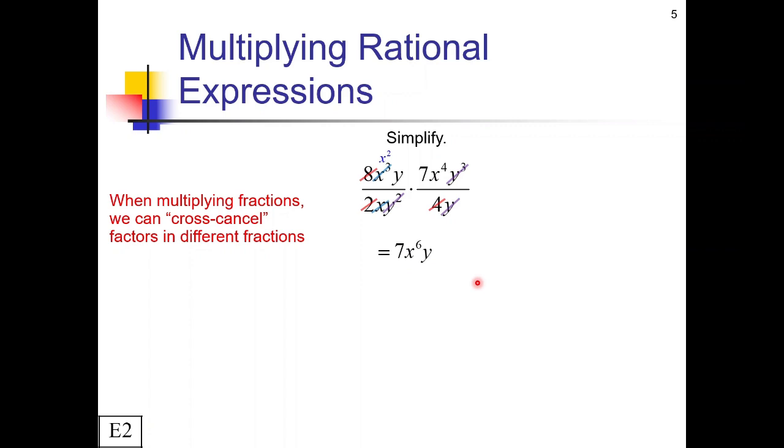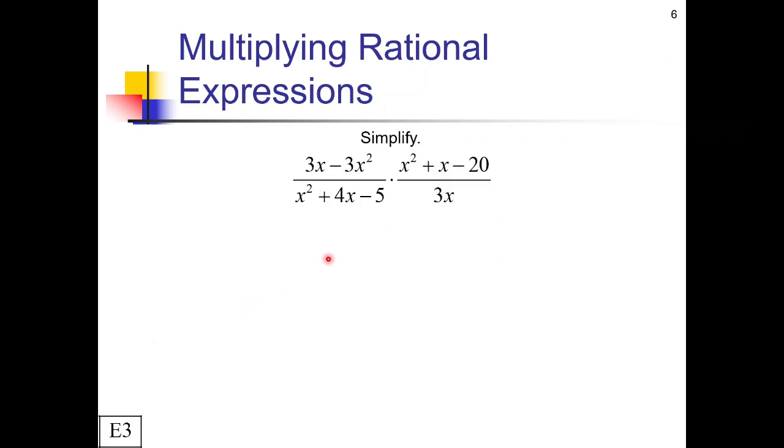Now, are there any values we need to exclude? Well, I canceled out this x that was in the denominator, so I need to exclude x equals 0. I have to say x does not equal 0 because that would zero this out. And I also crossed off these y's down here, so y also cannot equal 0.